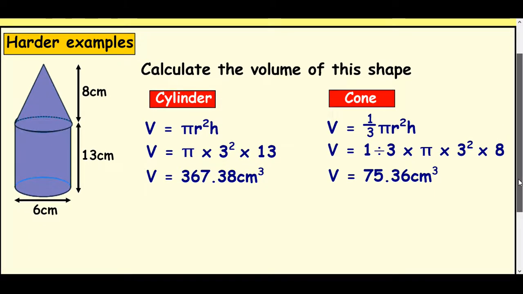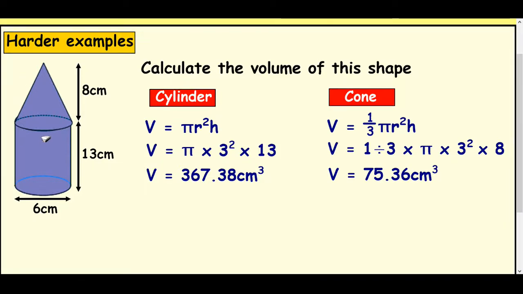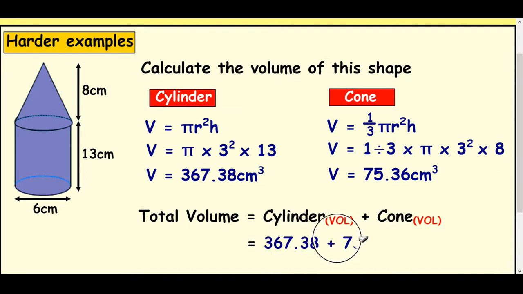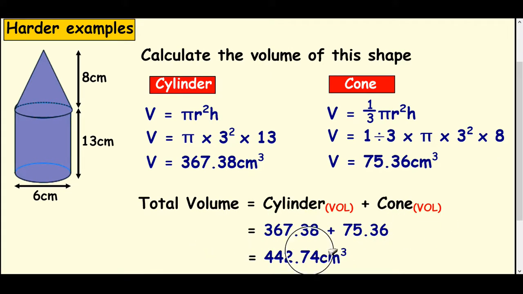Now in this case, we're looking to add the two together to get the total volume. So total volume, add the cylinder and the cone, add the two numbers together and get your answer, 442.74 centimetres cubed. Just watch out, in these questions sometimes they talk about significant figures, so watch out for rounding them, as that could cost you an extra mark.